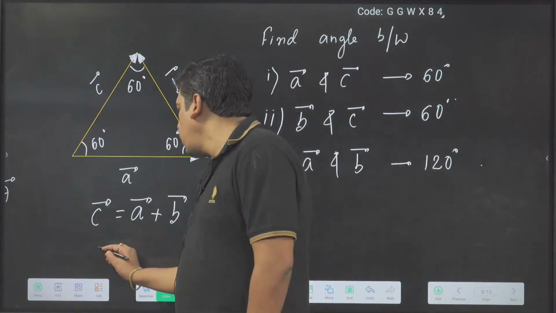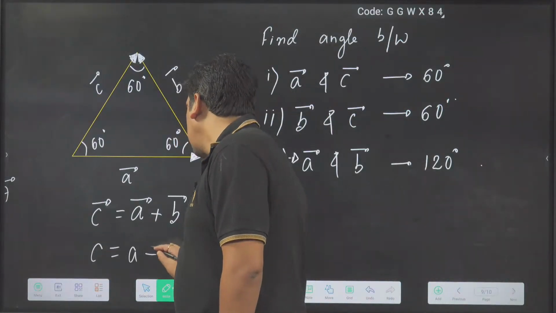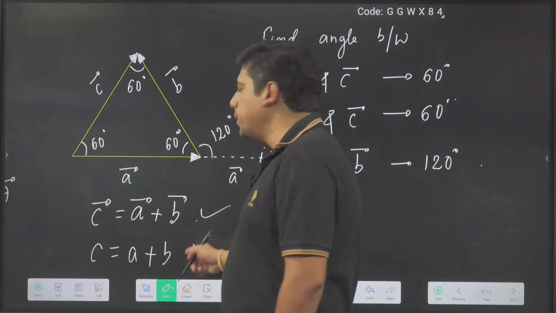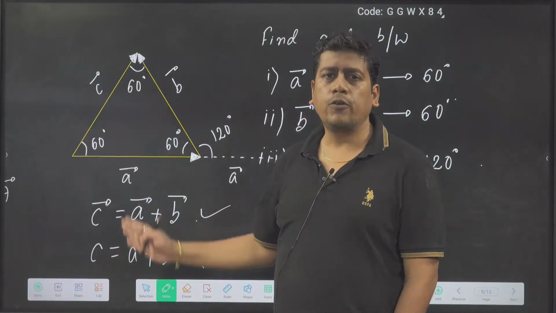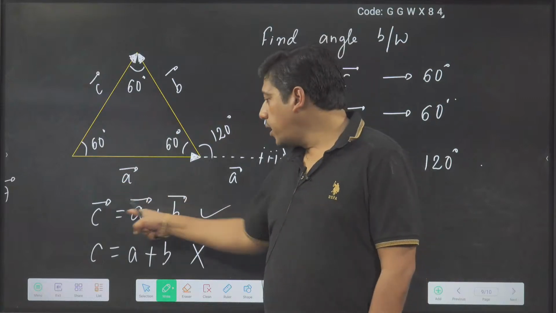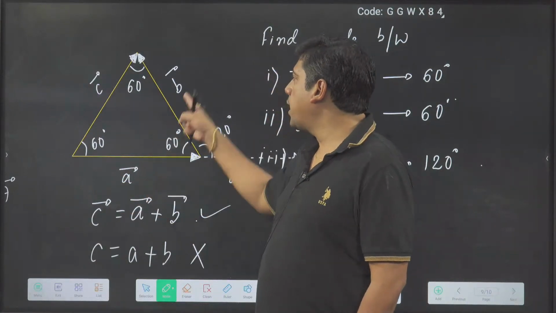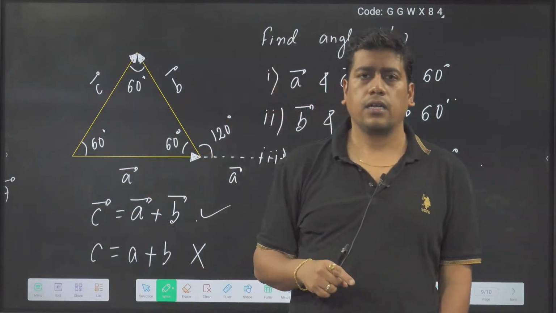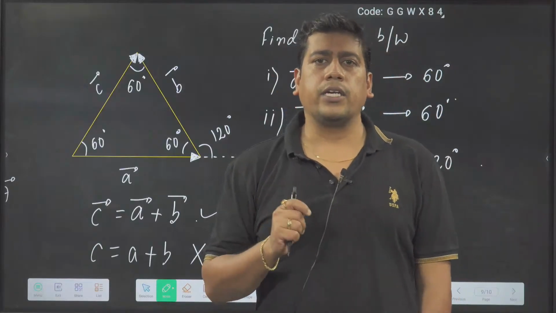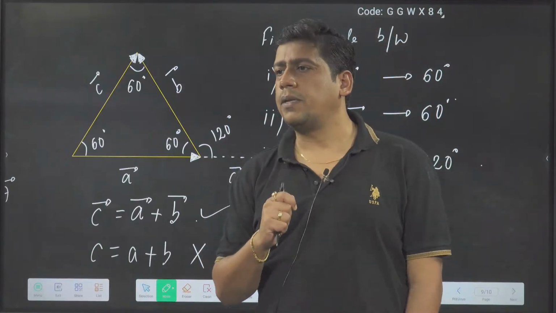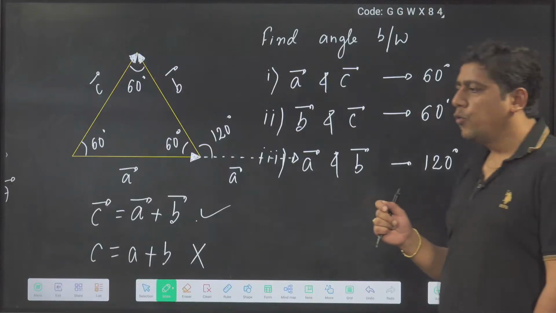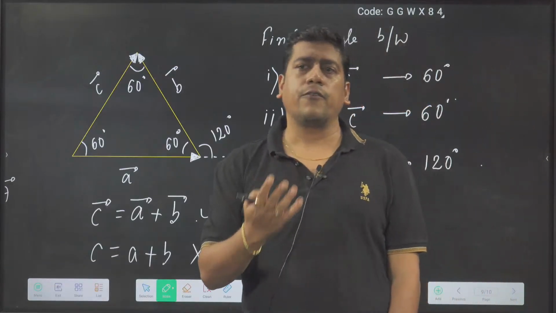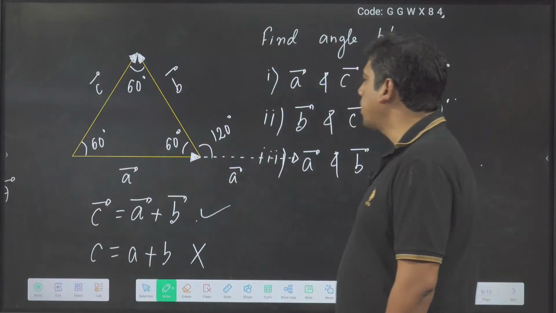Don't write C equal to A plus B. The magnitudes are not like this. C vector is resultant of A vector plus B vector. We are not adding the magnitude. We are adding the vectors. Please understand this basic thing. So this is how you relate the vectors in a vector triangle.